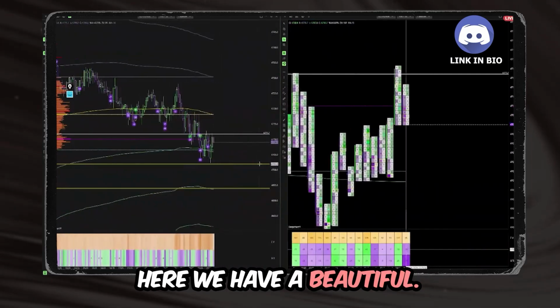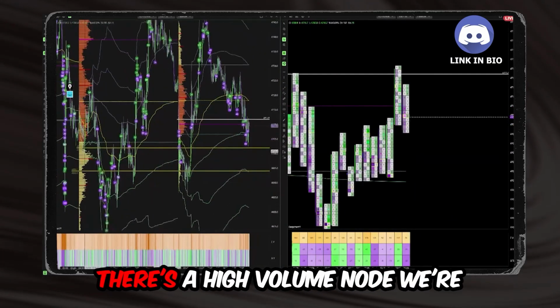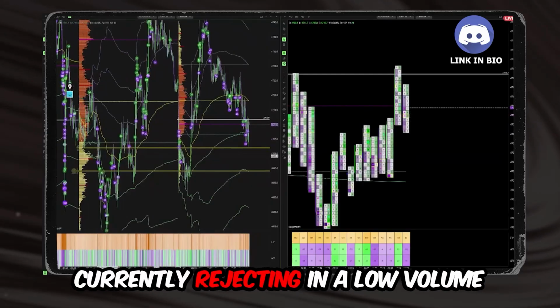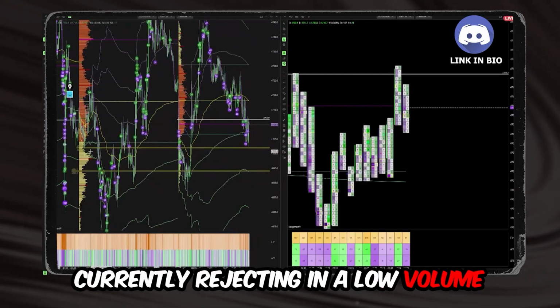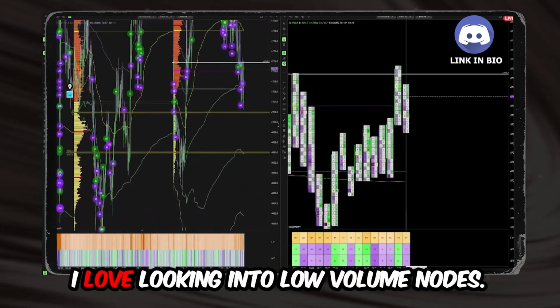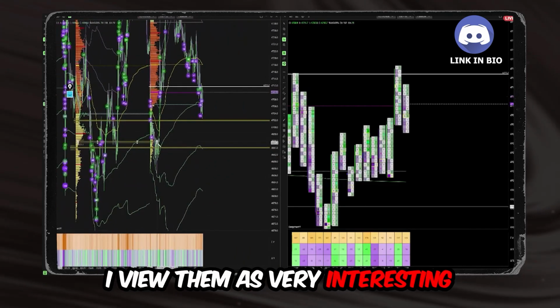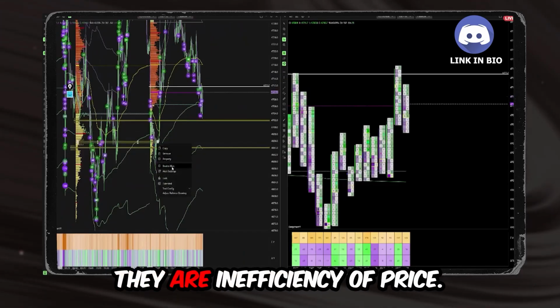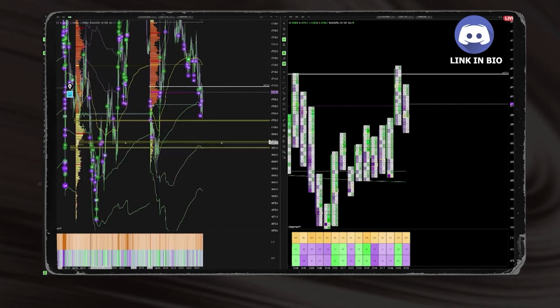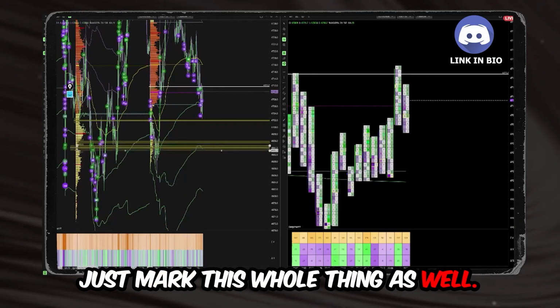We have a beautiful, ooh, hold on. So we're in the value area low of the day. There's a high volume node. We're currently rejecting in a low volume node of the session right here. So truly interesting. I love looking into low volume nodes. I view them as very interesting price levels because they are inefficiencies of price. You can mark this. Honestly, you can even just mark this whole thing as well.